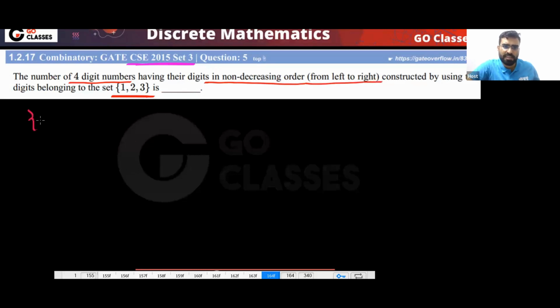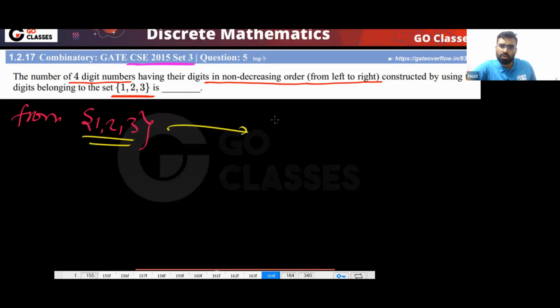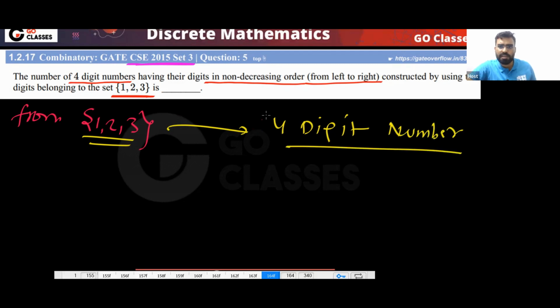Okay, so from this set, remember, from 1, 2, 3, you want to create a four-digit number, and the digits must be in non-decreasing order. So a four-digit number with digits in non-decreasing order.